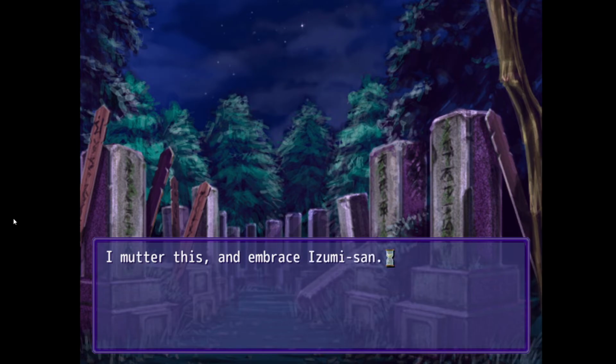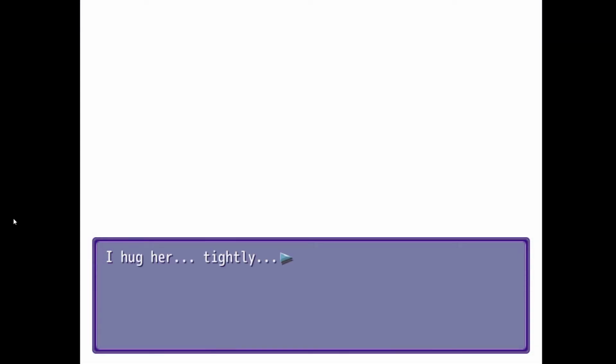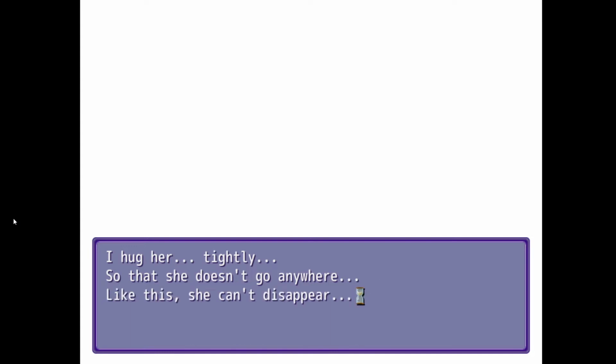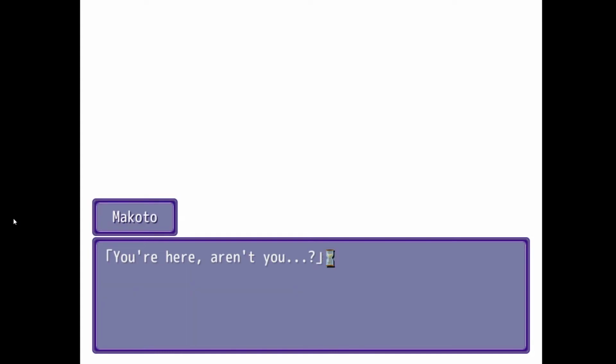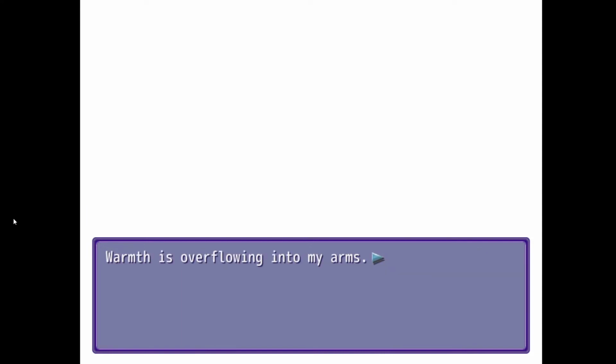I hug her tightly, so that she doesn't go anywhere. Like this, she can't disappear. You're here, aren't you? You're here, right? You're actually by my side right now, right? Okay.